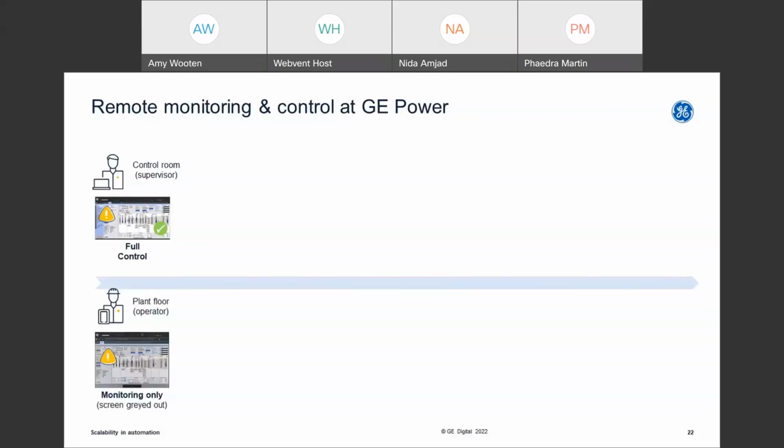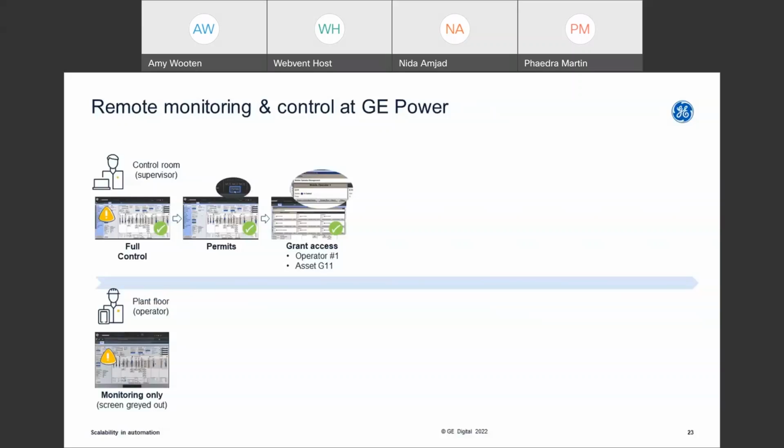As we start to talk about this journey, we're going to start out with two personas, one being the operator, who is inside the plant and sitting side by side with the equipment. And then we have a supervisor who is in the control room, so not directly beside the equipment, but looking at the overall system and monitoring it, and they have full control.